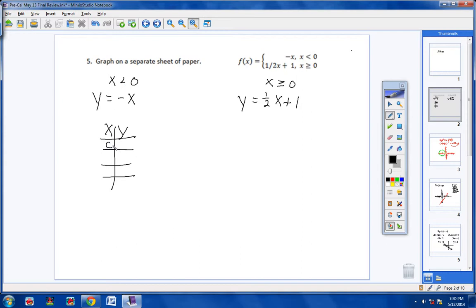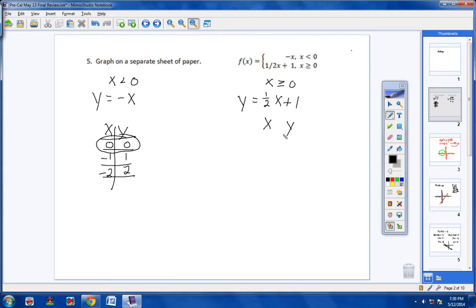So my x values would be 0. Then we're going less than 0, so -1, -2. Okay, so if we put a 0 in for x, we get out a 0. Put a -1 in, we get out a +1. Put a -2 in for x, and we get out a +2. Now circle this point. That's where there's going to be a hole in the graph, because look, there's no equal sign there.